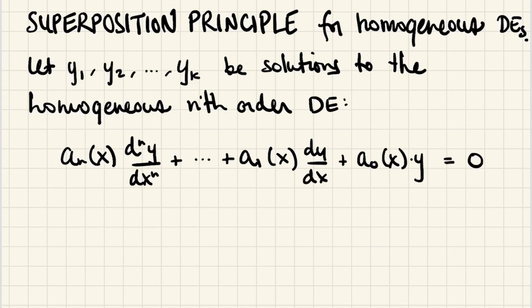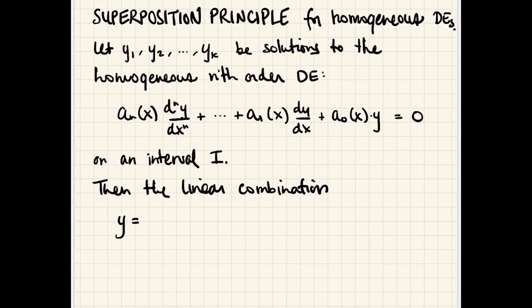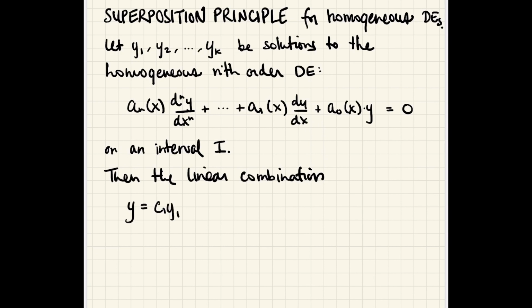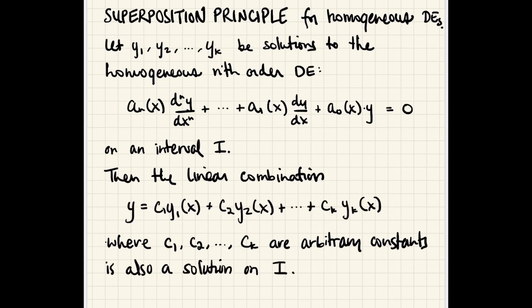So let's say we have k solutions to this particular homogeneous nth order differential equation on an interval I. Then the linear combination y equals some constant times the first solution plus some constant times the second solution plus dot dot dot some constant times the kth solution, well, this thing here is also a solution on that interval of definition.